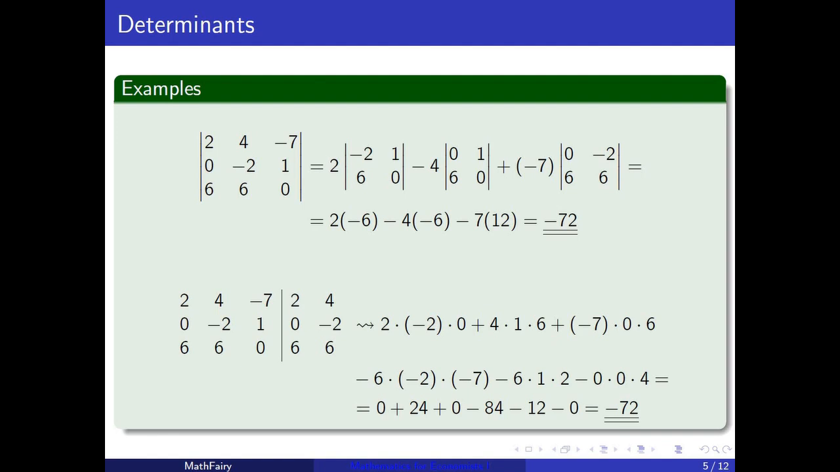Now let's do the same thing with the rule of Sarrus. So I copy the first two columns right next to the original determinant, take the products of these diagonals in here with a positive sign, and then take the products of these off diagonals or southwest northeast diagonals, multiply them together and take those with a negative sign. And at the end of the day, I will be left with likewise negative 72.